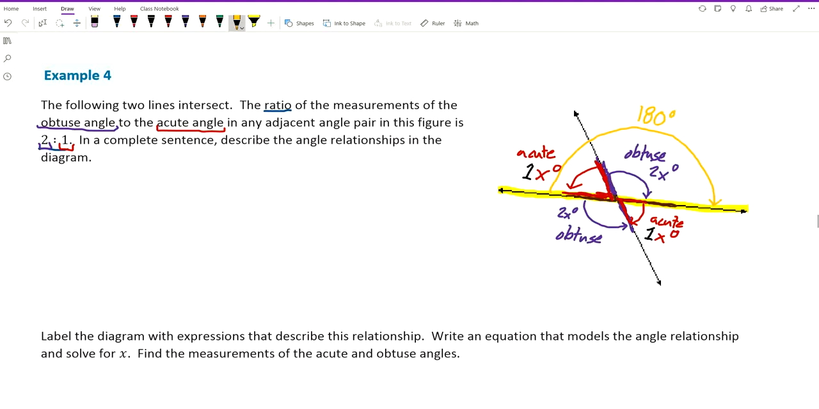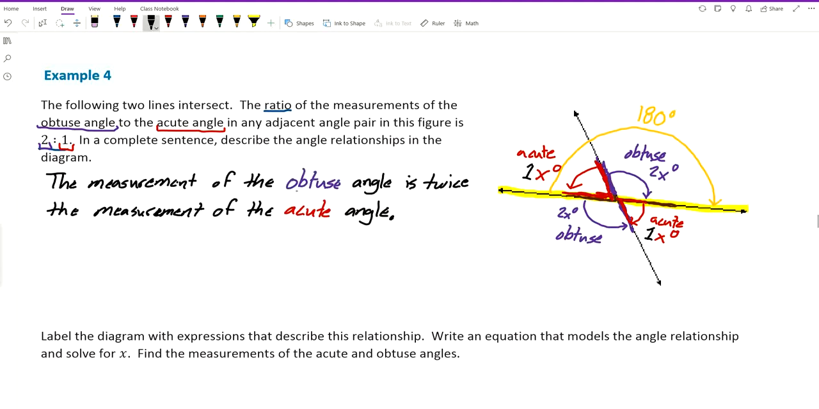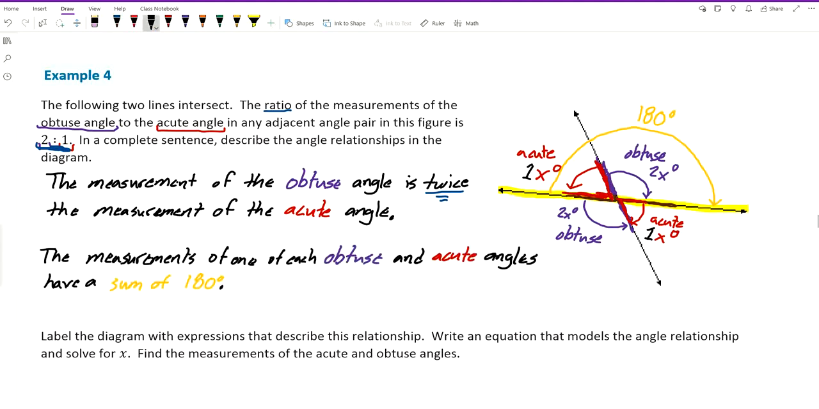So we can say this. We can say the measurement of the obtuse angle is twice the measurement of the acute angle. Again, that's from the ratio that they gave us, this 2-to-1 ratio. That's the reason I can say it's twice. Also, we can say the measurements of one of each obtuse and acute angles have a sum of 180 degrees. So keep in mind, we're talking about one of each, so one of the obtuse, which is 2x, and one of the acute. The sum of those, which means added together, equals 180 degrees.